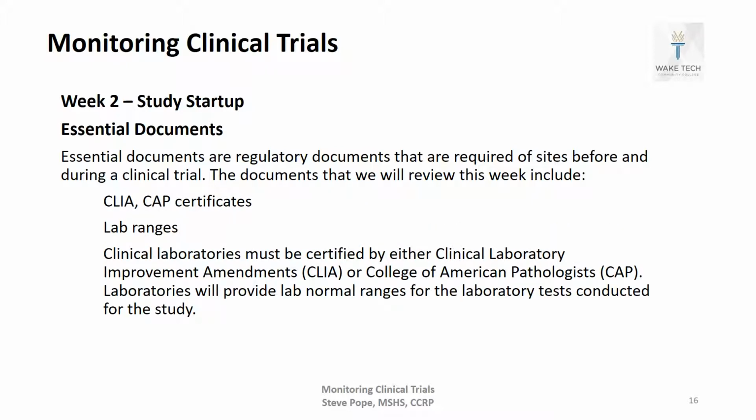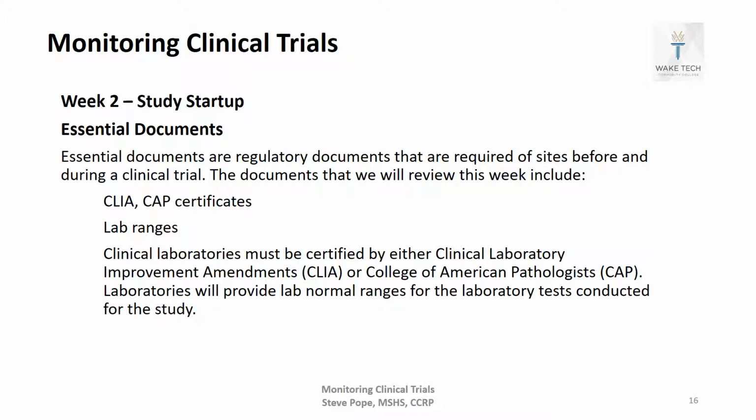We're going to collect laboratory documents. These are most commonly referred to as CLIA and CAP certificates, and also their lab ranges. Clinical laboratories must be certified by either Clinical Laboratory Improvement Amendments or the College of American Pathologists, and laboratories will provide normal ranges for the laboratory tests conducted for the study. So those two or three documents.